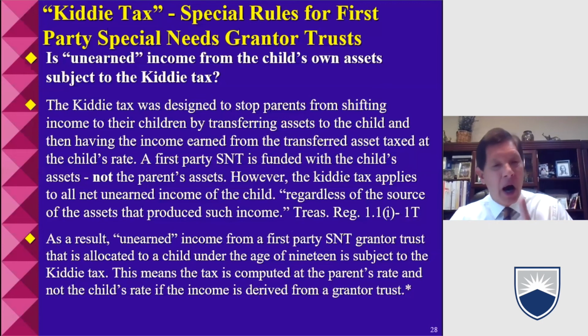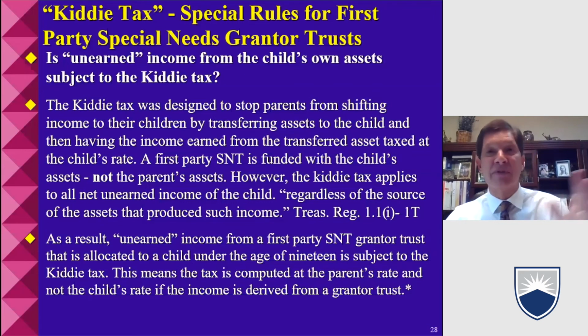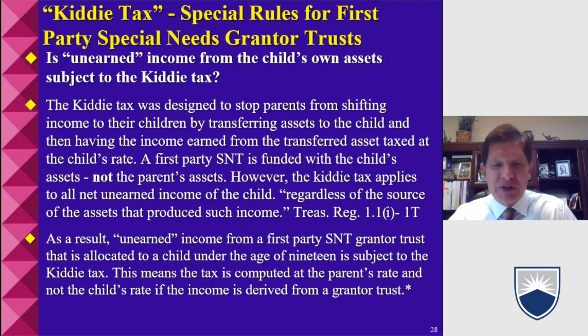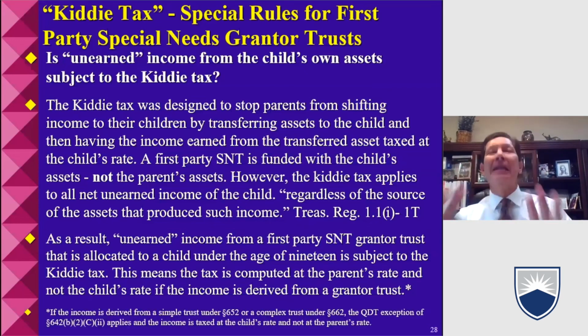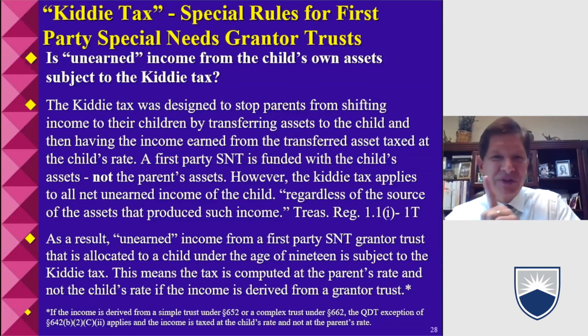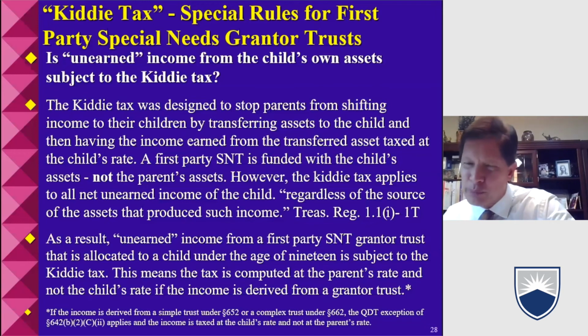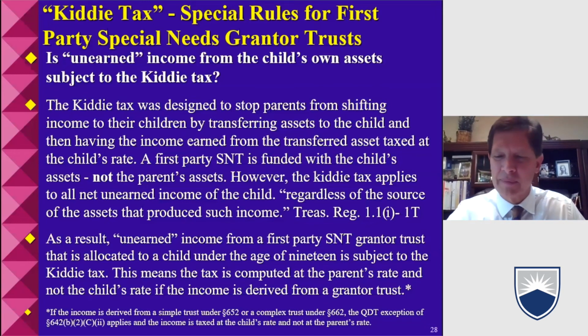As a result, unearned income from a first-party special needs trust, a grantor trust, that is allocated to a child under the age of 19 is subject to the kiddie tax. This means the tax is computed at the parent's rate and not the child's rate if the income is derived from a grantor trust. If the income is derived from a simple trust or a complex trust, and they both file separate tax returns, perhaps the qualifying disability trust exception could be applied. Because if you do set up that qualified disability trust for a complex trust, and you see that with third-party trust, you can avoid the kiddie tax.